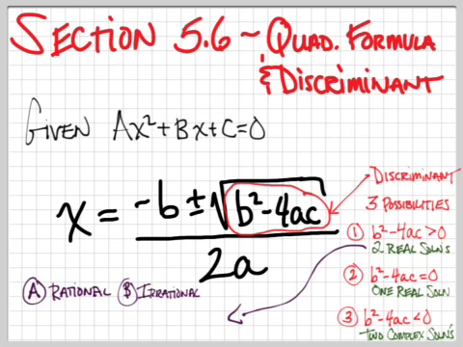So when I take the square root of something and I get an integer, that is a special name, two words, P and S. Perfect square. Thank you. Yes, perfect square. Alright, so if it's rational, that means that the discriminant is a perfect square.